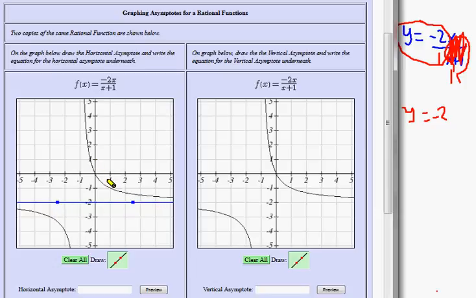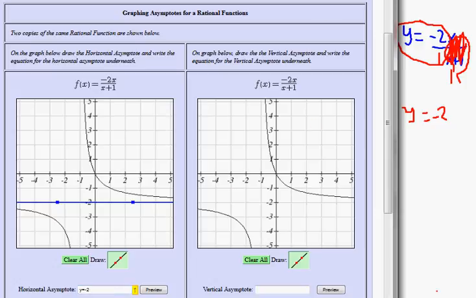Now if I could scroll way to the right and way to the left, you'd see that the graph gets lower and lower and lower. Its y values get really small, and it would approach y equals negative 2 but never cross. Same thing to the left. If you were to scroll way to the left, it would get infinitely close to that horizontal line y equals negative 2. Don't forget to click down here and type in y equals negative 2 as the answer.